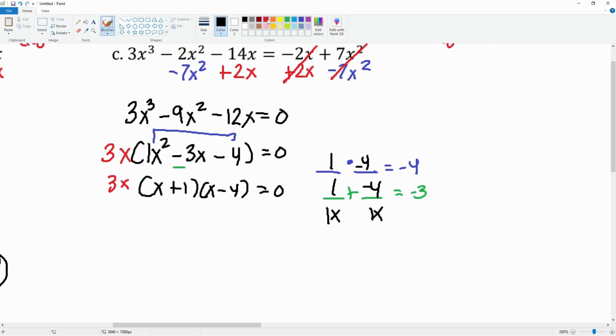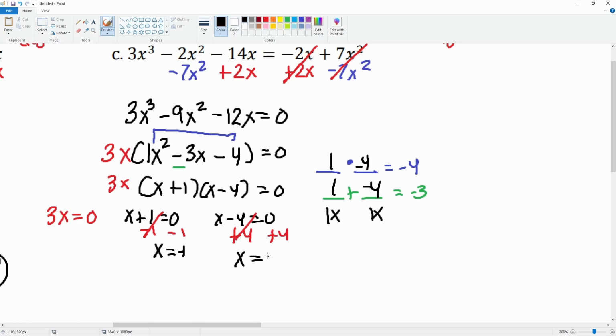So the 3x here is going to be equal to 0. Then the x plus 1 is going to be equal to 0. And the x minus 4 is going to be equal to 0. Subtract 1 here from both sides. This cancels, leaving you with x is equal to negative 1. You have a minus 4 here, so we're going to add 4 to both sides. This cancels, leaving you with x is equal to 4.